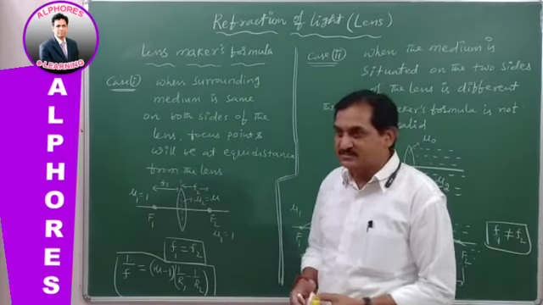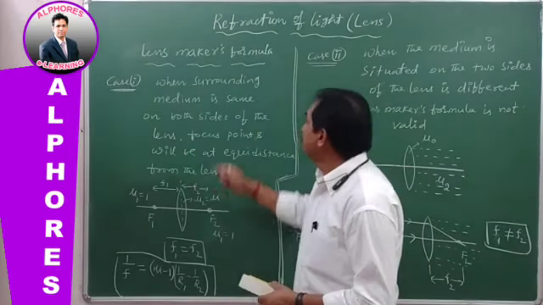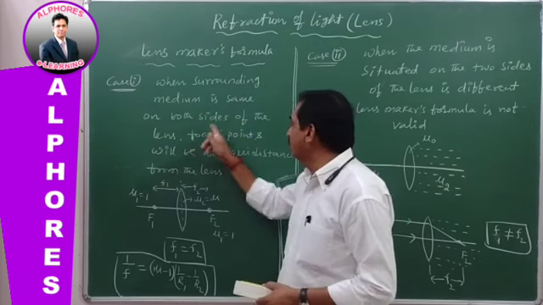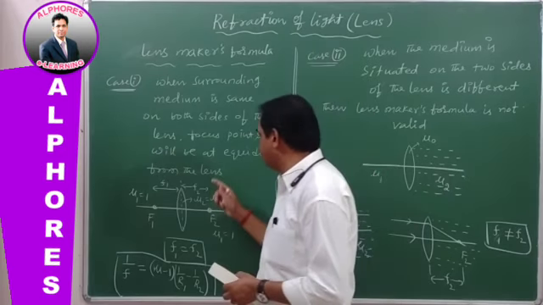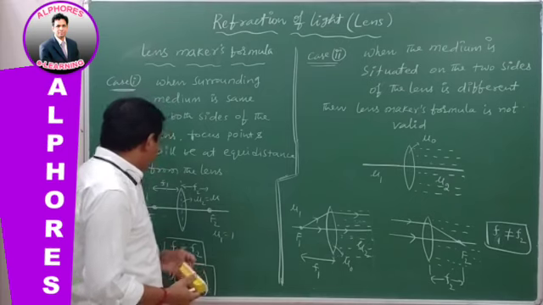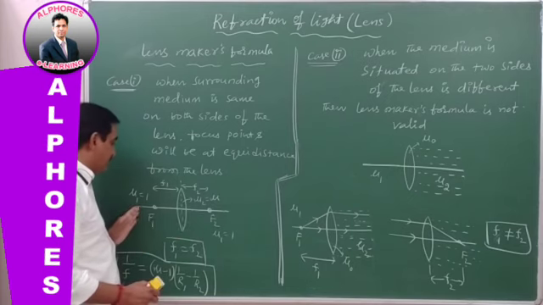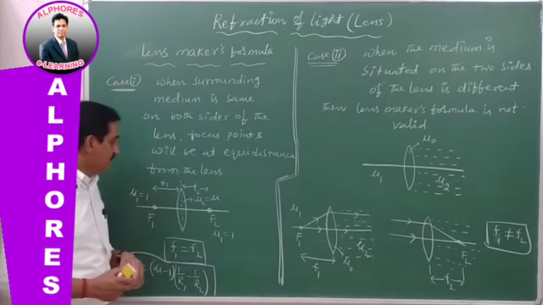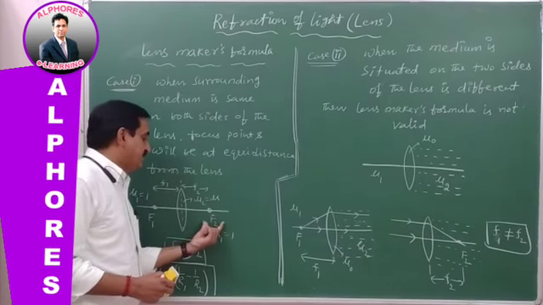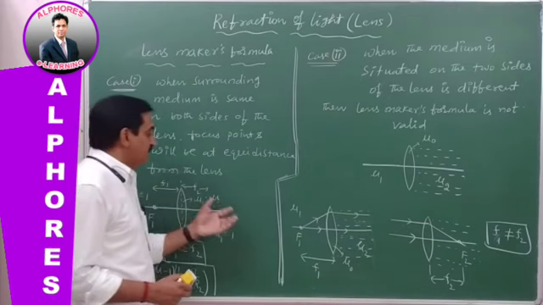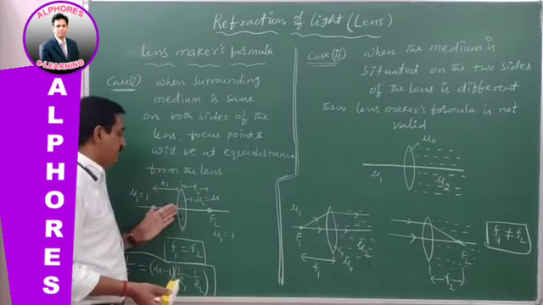Yes, we already discussed this point, the lens maker's formula. Case 1: when the surrounding medium is the same on both sides of the lens, the focus points will be at equal distances from the lens, meaning both principal foci are equidistant when the same medium is present on both sides. Here the refractive index on the left side is 1 and on the right side is 1, meaning the lens is kept in a medium, that is air or vacuum. So the same medium is present on both sides.